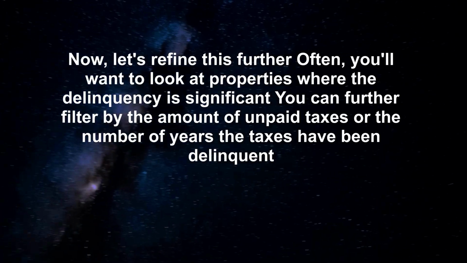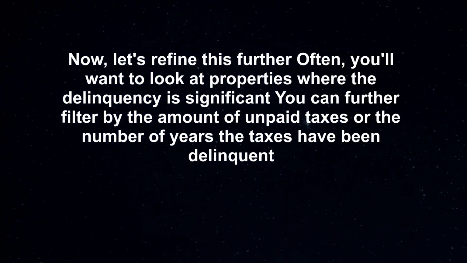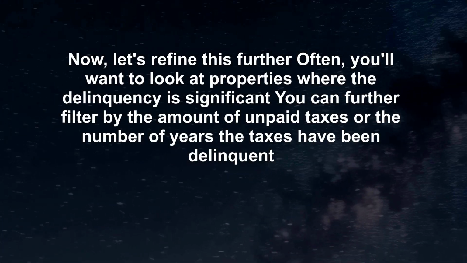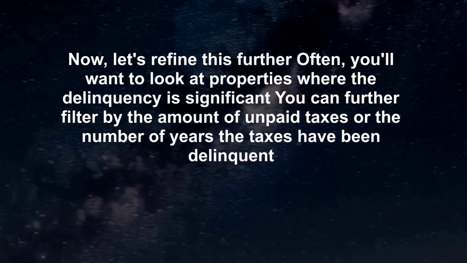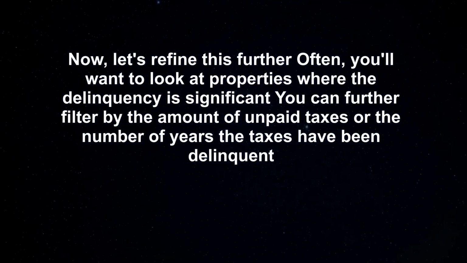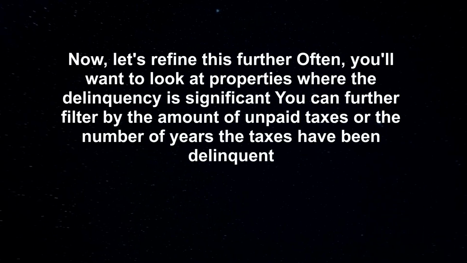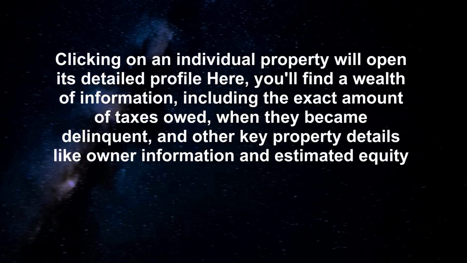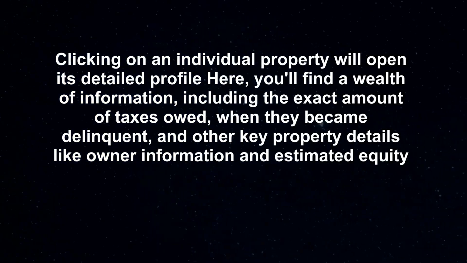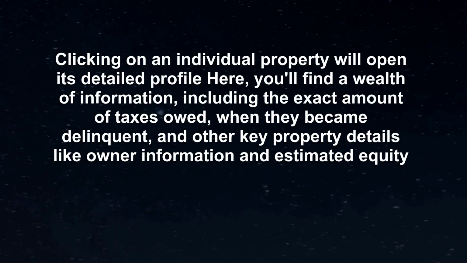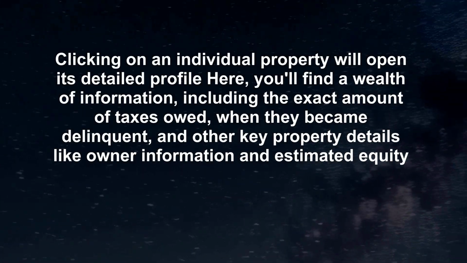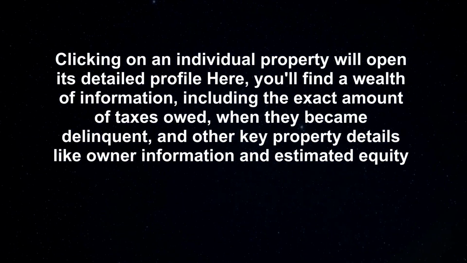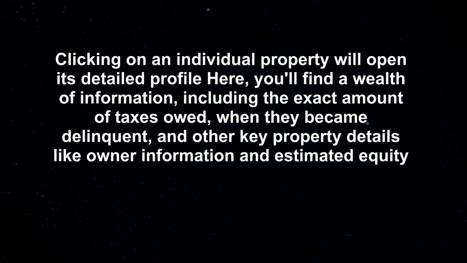Now, let's refine this further. Often, you'll want to look at properties where the delinquency is significant. You can further filter by the amount of unpaid taxes or the number of years the taxes have been delinquent. Clicking on an individual property will open its detailed profile. You'll find a wealth of information, including the exact amount of taxes owed, when they became delinquent, and other key property details like owner information and estimated equity.